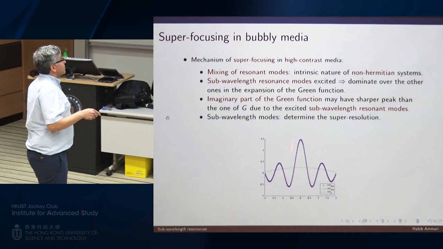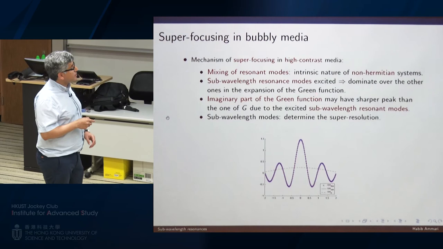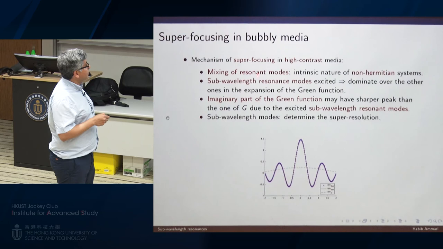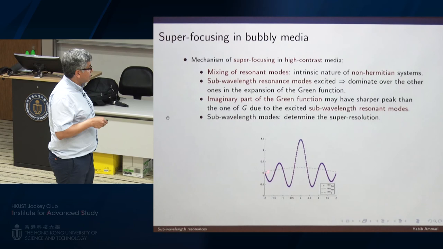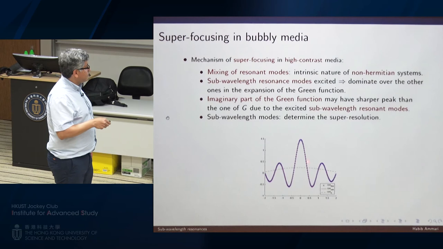OK, so what's the mechanism of this focusing in high contrast media? Mixing of resonant modes. This is the intrinsic nature of any non-Hermitian system. If you hit one of these eigenvalues, then you get this structure. So you put many of these bubbles, and you compute their Green function. The Green function of the free space is this one. I zoomed out everything. And the Green function of this bubbly medium is this one. And you see here how enhanced the resolution is.